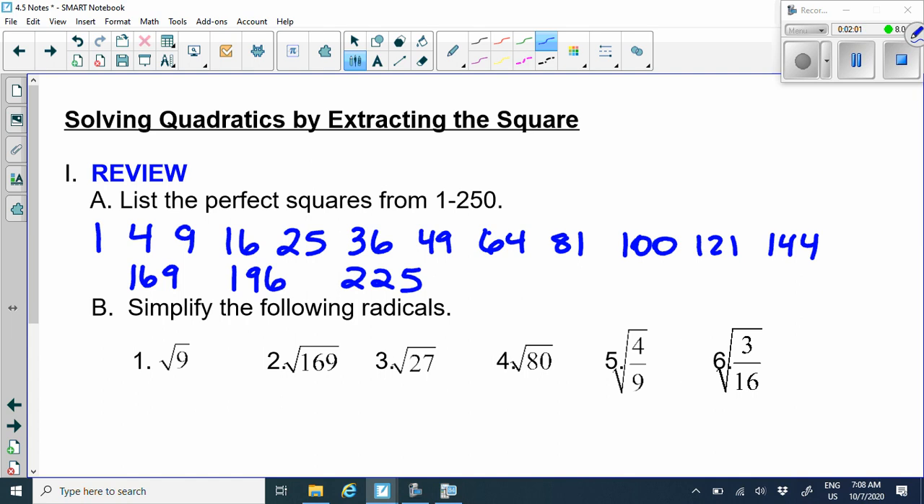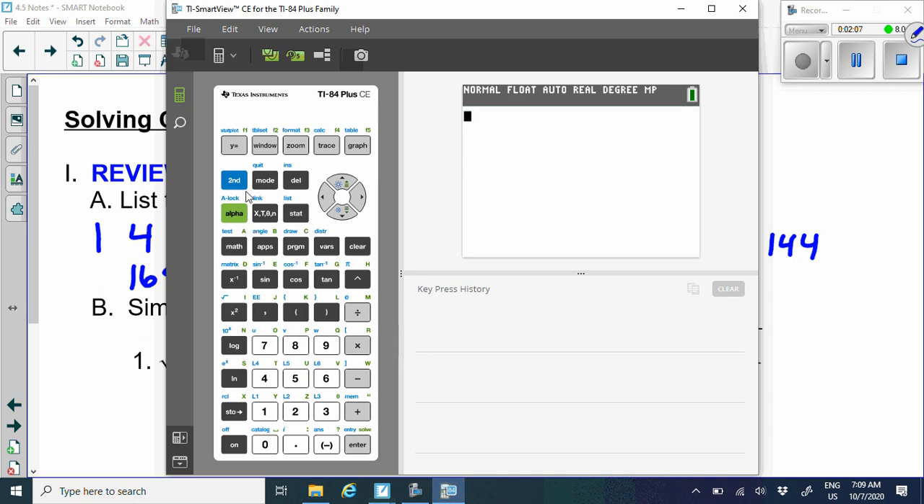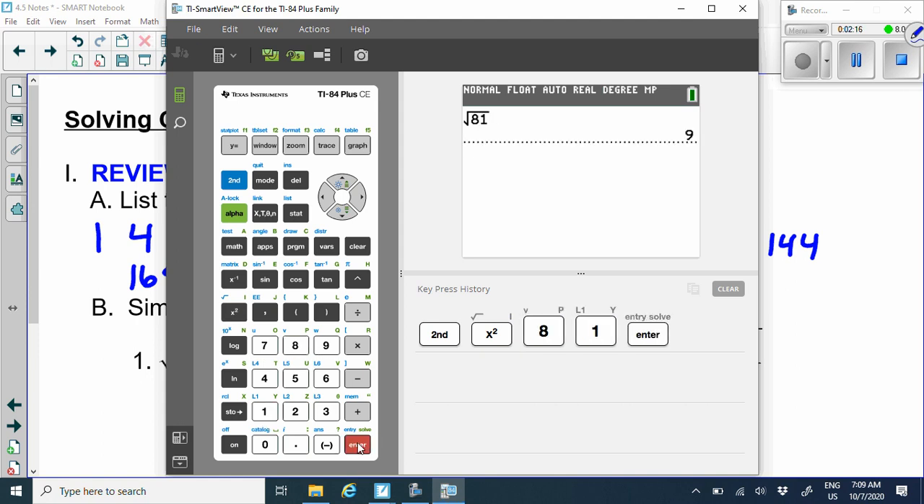And you can also go into your calculator. I'm going to use the graphing calculator here, but if you have a scientific, you can do the same thing. And all you need to do is do second, and then the x squared, and then put in whatever number you need to. So like if we put 81, and I get 9. So if I get a nice number when I take the square root, that means it's a perfect square. But if I put in something and I get a decimal, then that's not a perfect square, okay? So that's another way to determine what is and is not a perfect square.